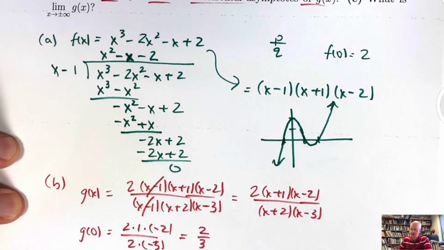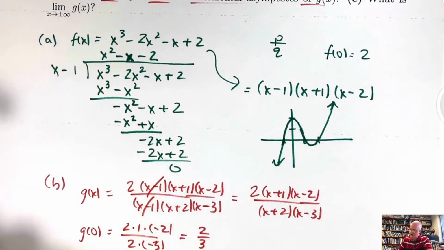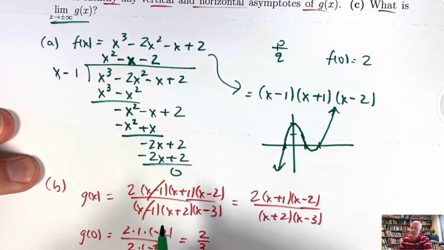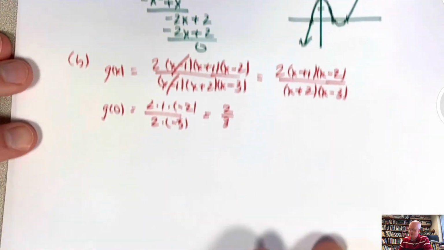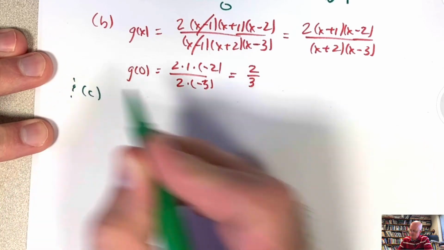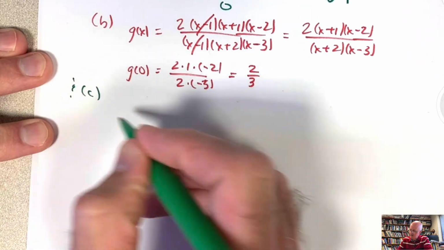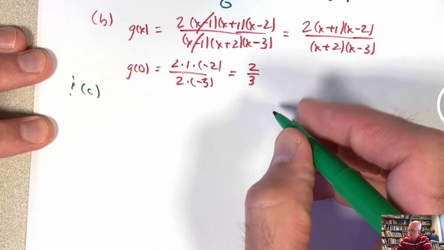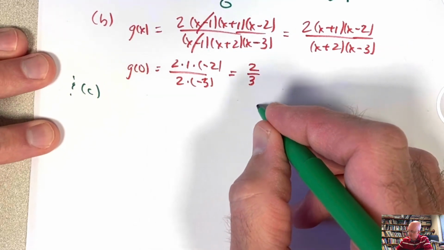And after making the graph, we'll also answer part C, which asks what is the limit as x goes to plus or minus infinity of g of x. In fact, we've already answered it. It's 2. That's the horizontal asymptote. So B and C here. We are not really finished with B. This part B was to also make the graph. But let's go ahead and make the graph here.